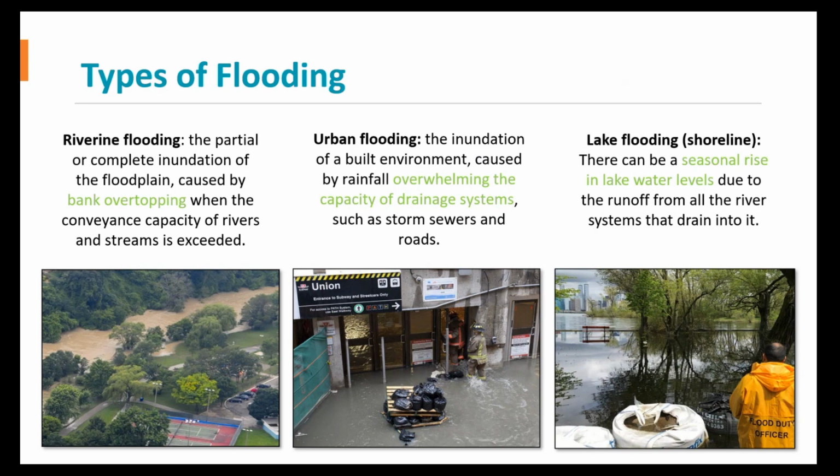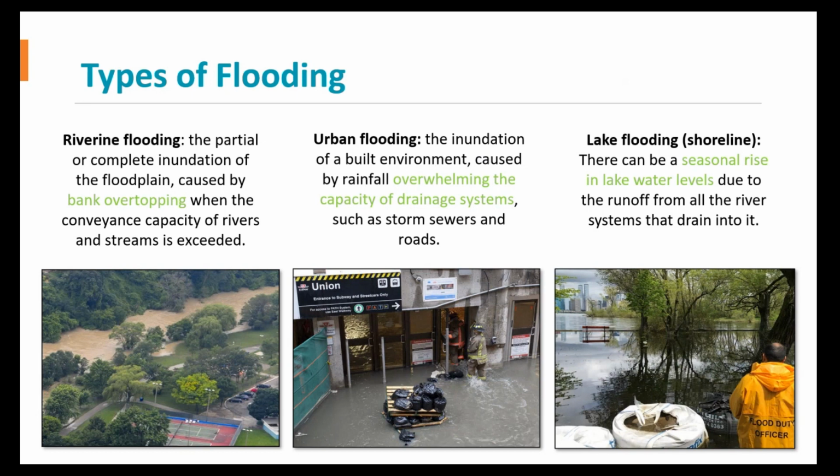Urban flooding is the inundation of the built environment caused by excessive rainfall overwhelming the capacity of drainage systems, such as storm sewers and roads, and happening in more urbanized environments where there's too much impermeable land cover and nowhere for the water to infiltrate into the corresponding ground below.